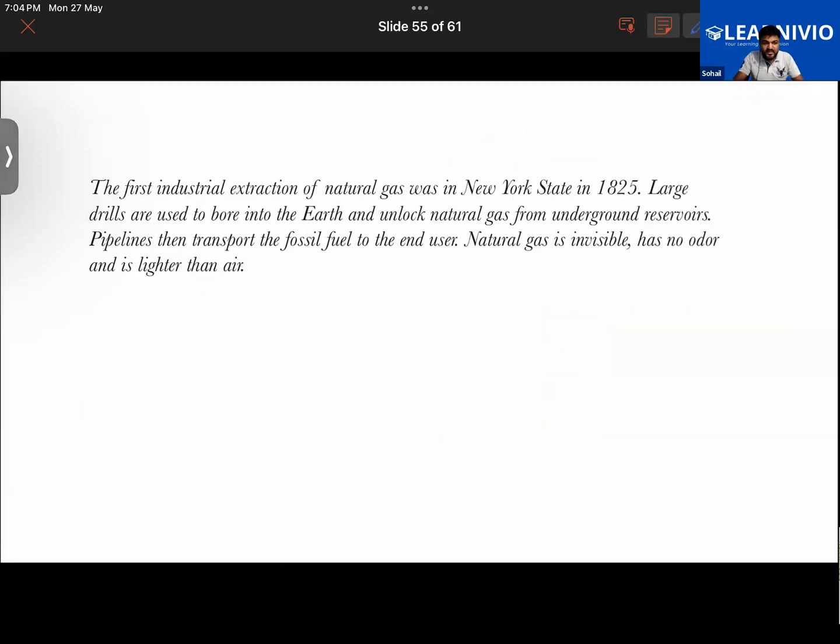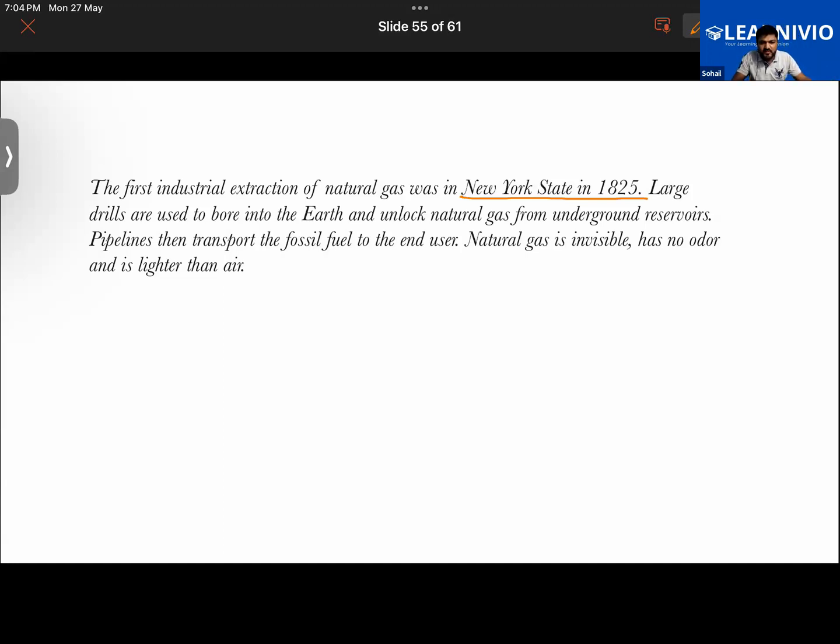Another thing is that the first industrial extraction of natural gas was done in New York state in the year 1825. Then many other industrial extractions were also done in other parts of the world. Natural gas was found before petroleum.